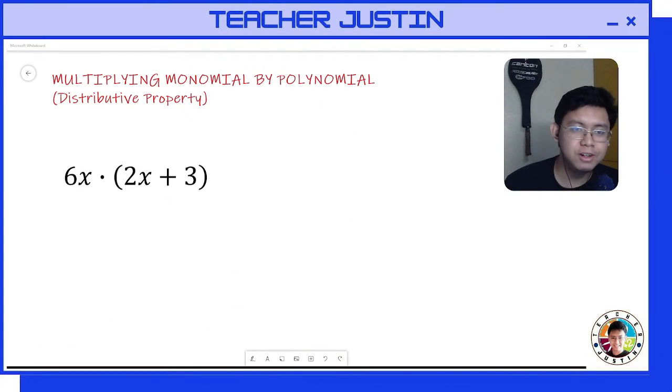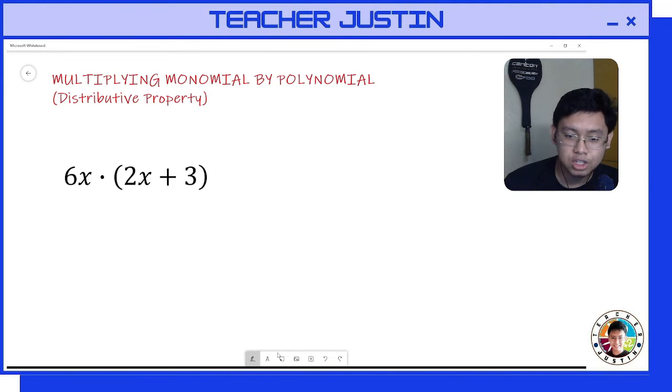Okay, let's have another example in multiplying a monomial by a polynomial. So again, in multiplying a monomial to a polynomial, we are going to use the distributive property wherein we will multiply the monomial to each term of our polynomial. So let's have our example. So let's have 6x multiplied to 2x plus 3.